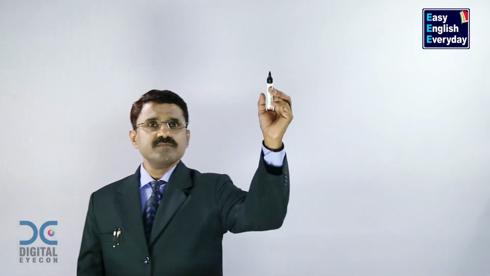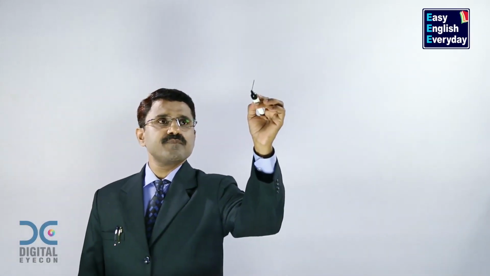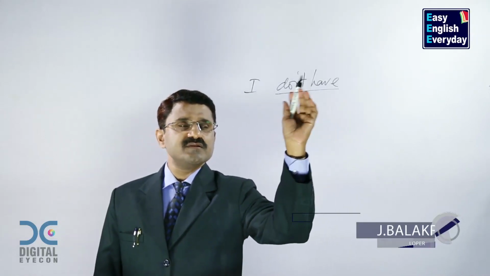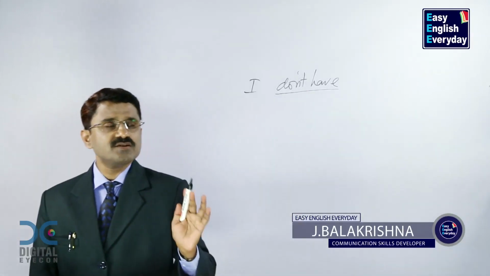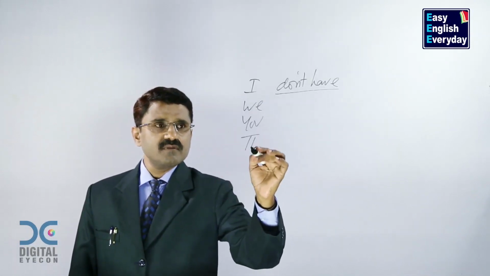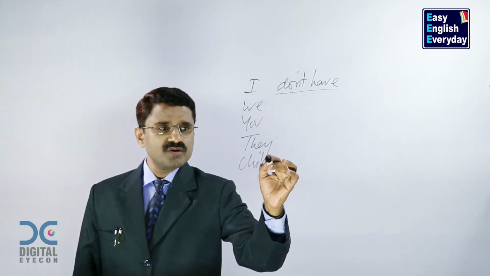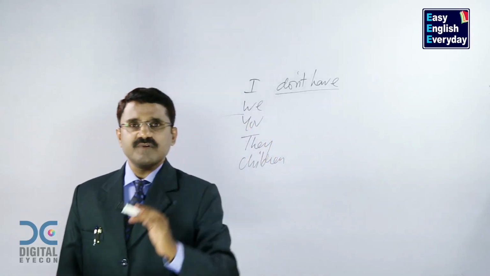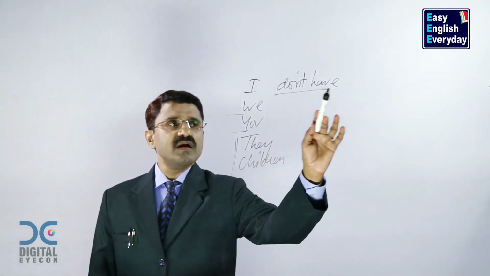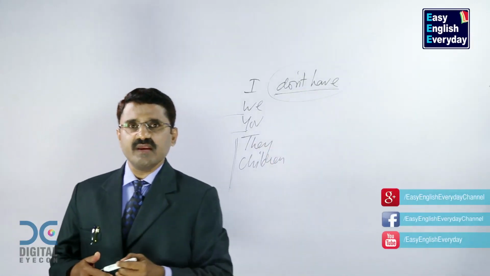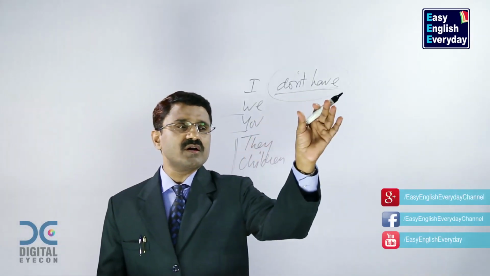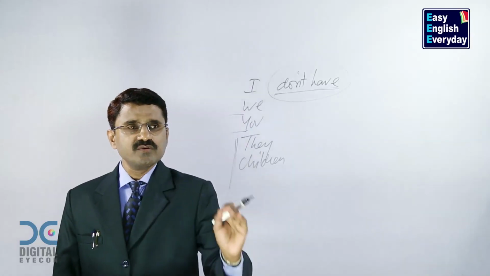Now you can also use do to talk about possessions. I don't have. Just look at these words. We don't have. You don't have. They don't have. Children don't have. I and we, first person. You, second person. They and children, third person. So don't have. What do these two words mean? The possession is not there with us. So when you want to talk about possessions which are not there, we use these sentences.